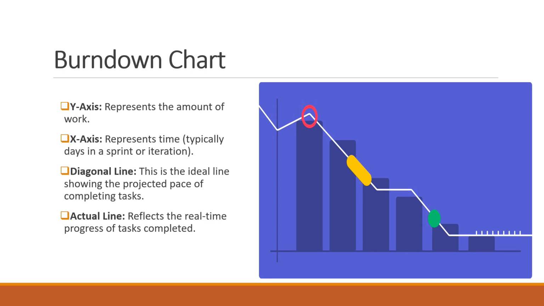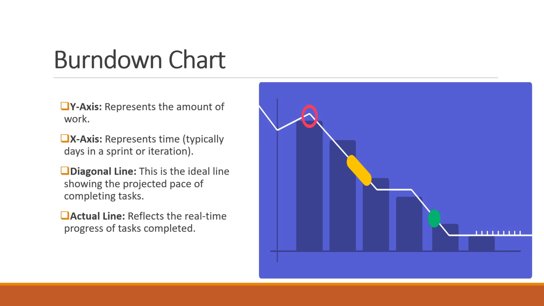Now, what is a burn down chart? A burn down chart is a graphical representation of work left to do versus time. And the primary purpose is to project how quickly a team is burning through its backlog.